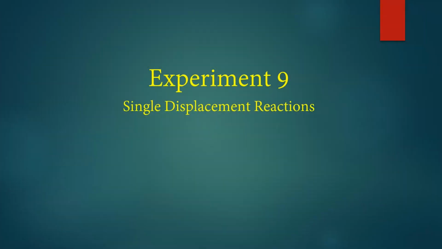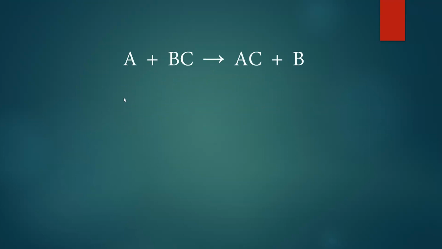We just finished an overview of what we're going to be doing in experiment 9 today. And we've talked in lecture quite a bit about the nature of single displacement reactions. Essentially, a single displacement reaction involves the reaction between an element and a chemical compound. So element A can either be a metal or a nonmetal, and BC represents most commonly an ionic compound, but it can also represent an acid.